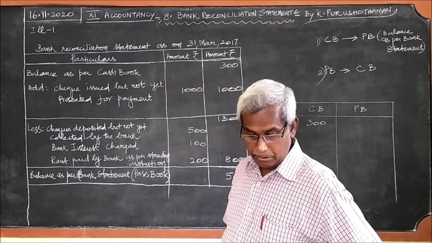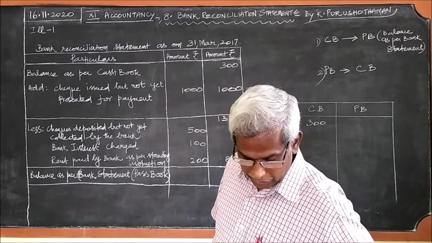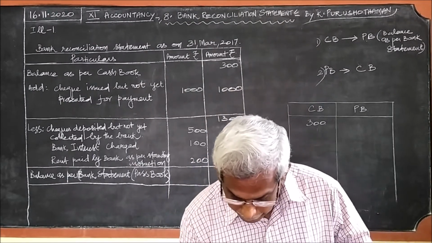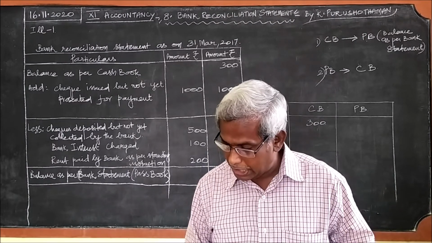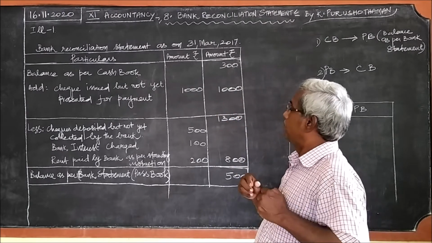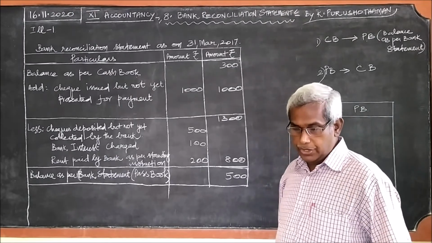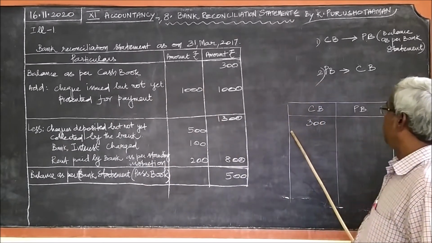The sixth point given is, fifth point. It is wrongly given there. Number 6, it is point number 5. Point number 5, cash book balance. That should be written first. Balance as per cash book, 300 rupees. Right. Now, checks issued but not yet presented for payment.